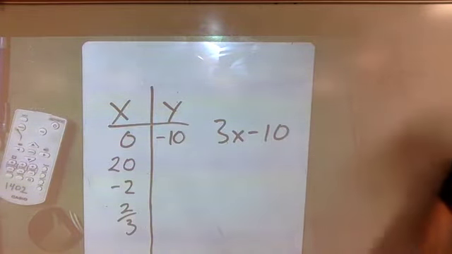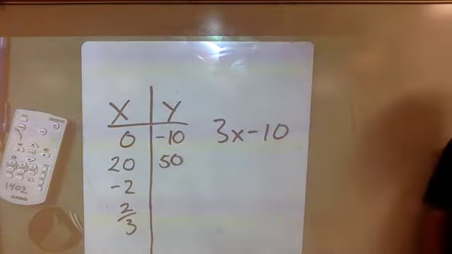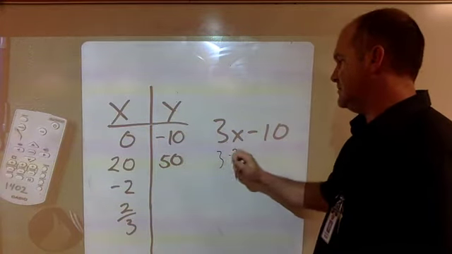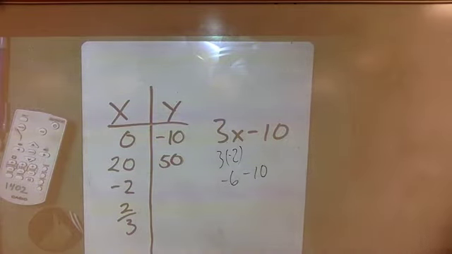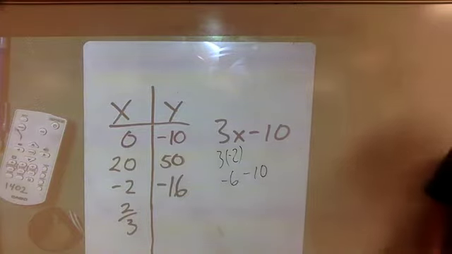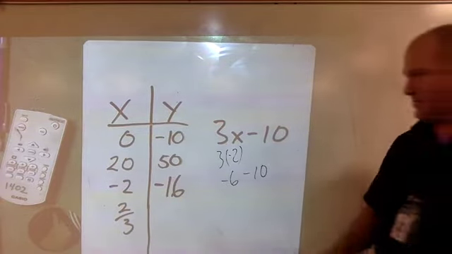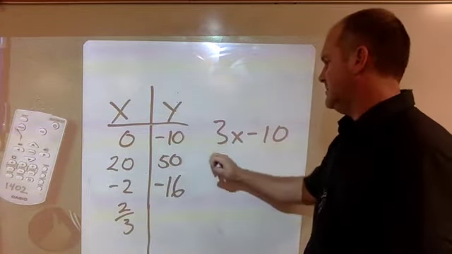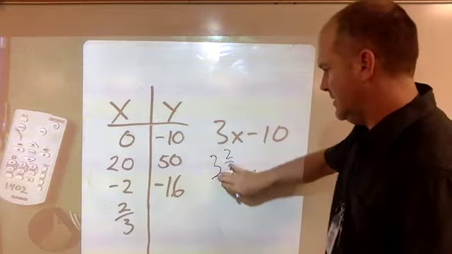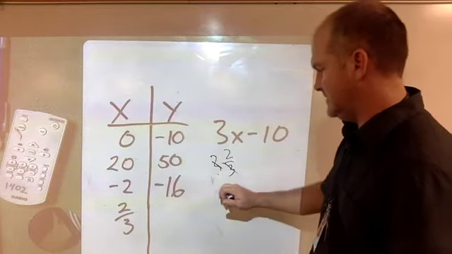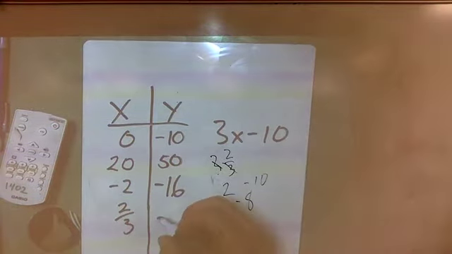When we put a 20 in there, like I said before, 60 minus 10 is 50. If we put a negative 2 in there, we get 3 times negative 2, which is negative 6, and negative 6 minus 10 is negative 16. And if we put a 2/3 in there, 2/3 times 3 is just 2, because the 3's cancel out. 3 times 2/3 is basically 6 over 3, which is 2. Or you could say the 3's cancel out and you're just left with 2 minus 10, which is negative 8. So this would be negative 8.